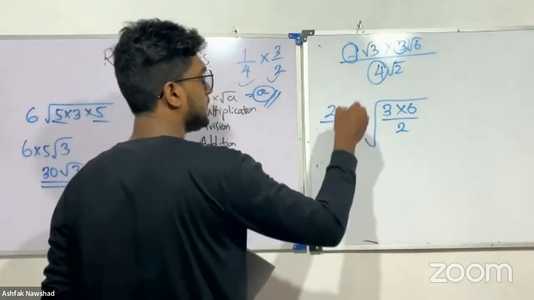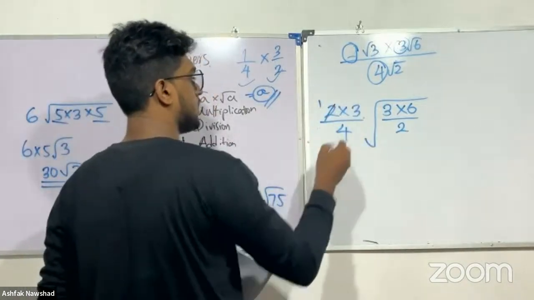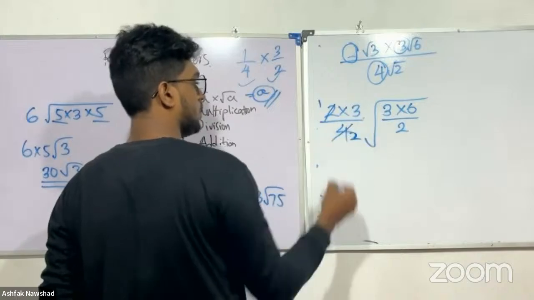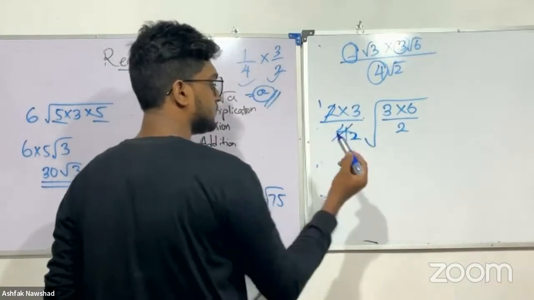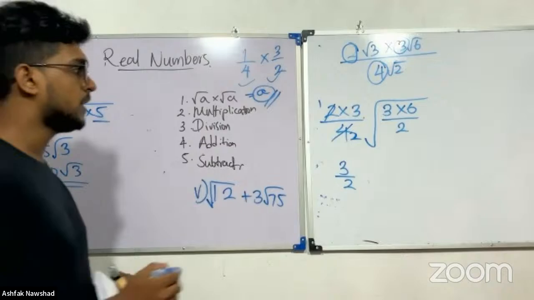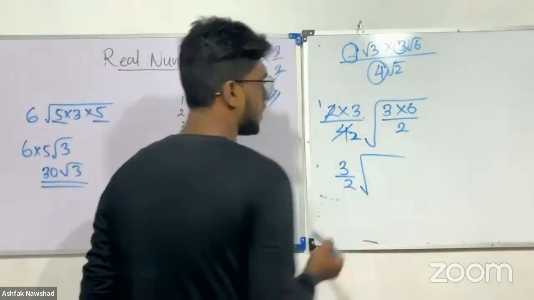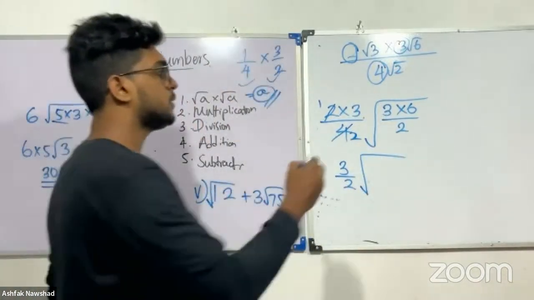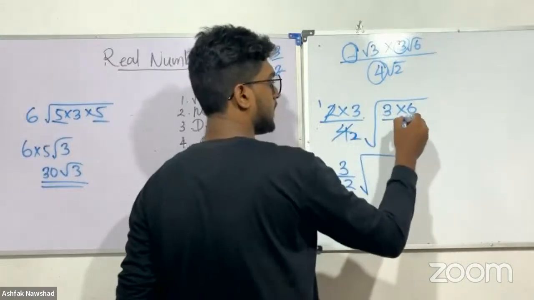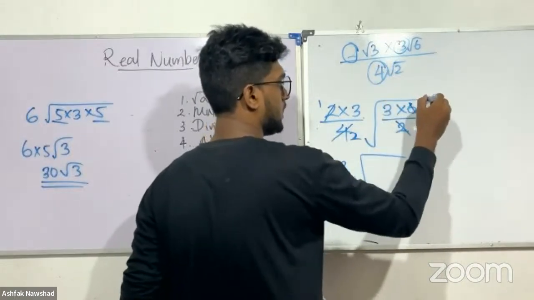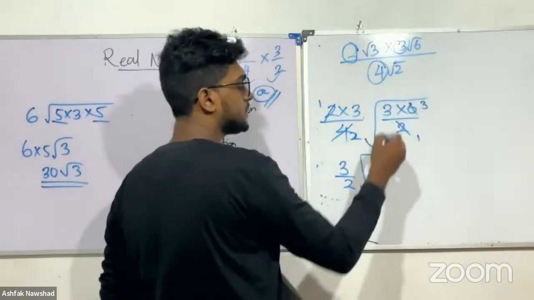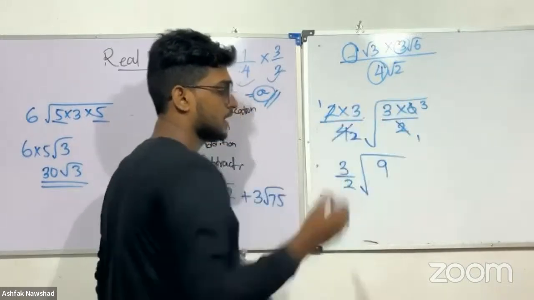Now we can simplify these. There's one 2 in 2 and there's two 2's in 4. So the final answer is 3 over 2, right? So within the square root, can you see that? 6 and 2 can be cancelled. 1 and 3. Within the square root there is 9. 3 and 3 is 9.